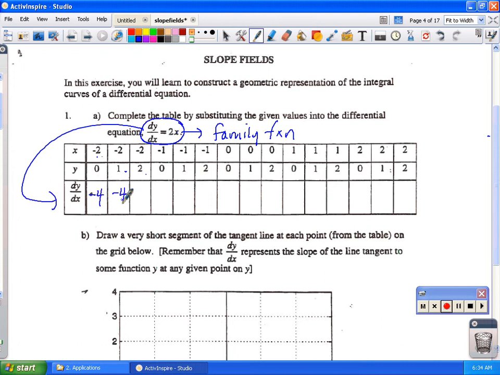So you can see already that wherever x is -2, the slope will always be -4, because the derivative depends only on x. It doesn't really depend on y.